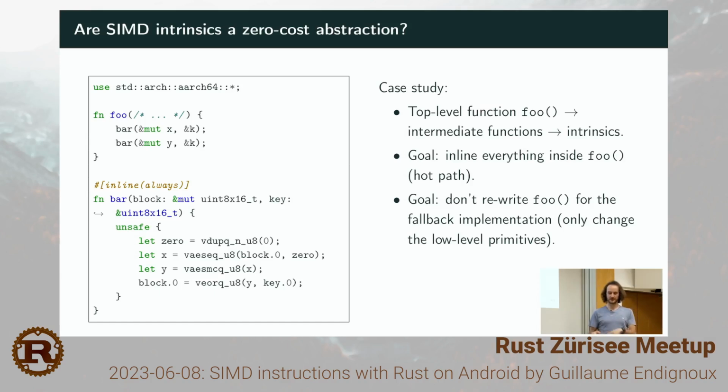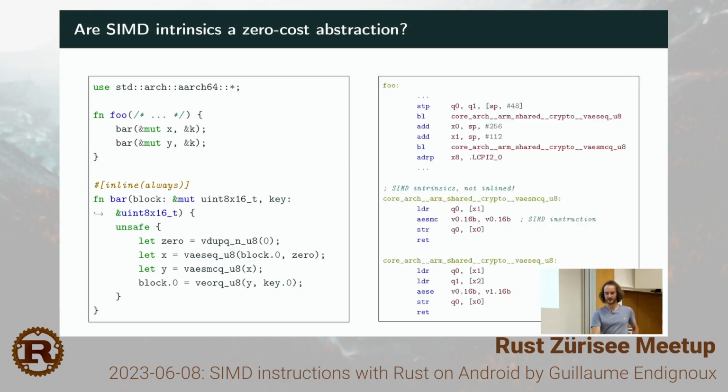It's a very simplified example, but let's say that foo is at the top level my hot path, so I want to inline everything in foo to get the best performance. And also, let's say the logic in foo itself is just calling bar and doesn't depend on SIMD per se, so if I want to write a fallback implementation without SIMD, I don't want to rewrite everything twice. It might be that there are arithmetic abstractions or whatever. In practice, you don't want to rewrite the whole code.